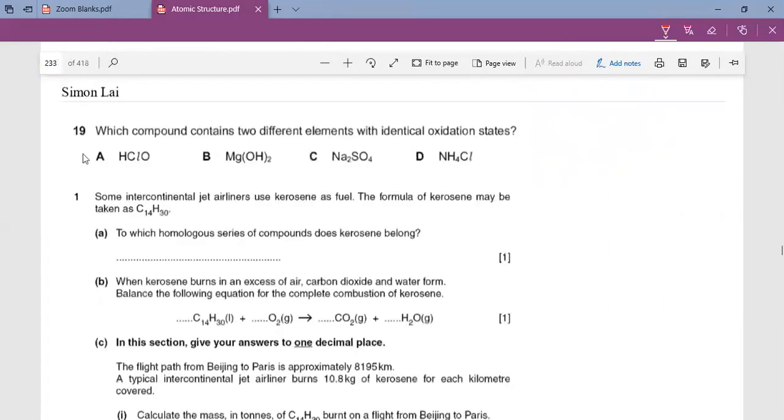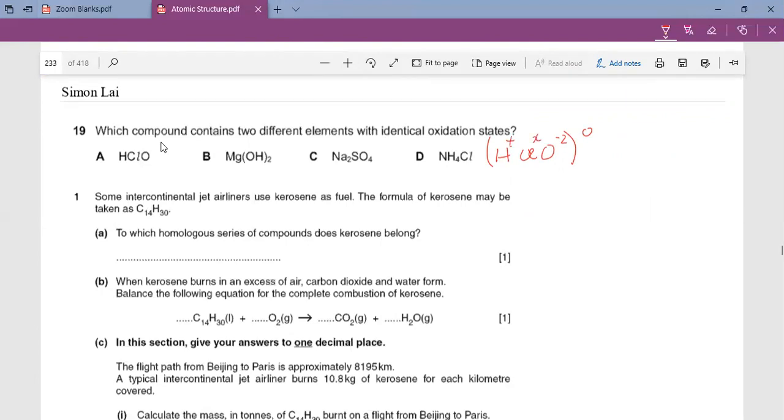Now here. Which compound contains two different elements with identical oxidation states? Normally I work on the first one, okay? You can see HCl. So, for example, oxygen here is the most electronegative, so it's -2. Remember, the whole thing is charge 0, right? Hydrogen is always +1. So what is chlorine here?